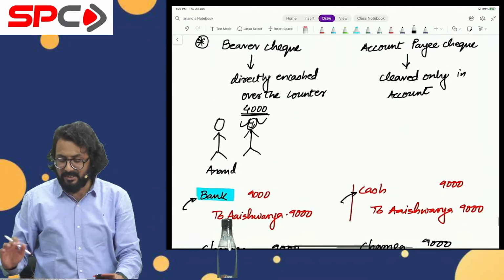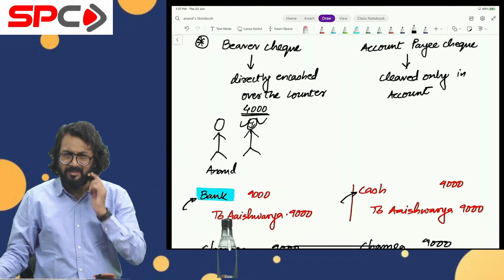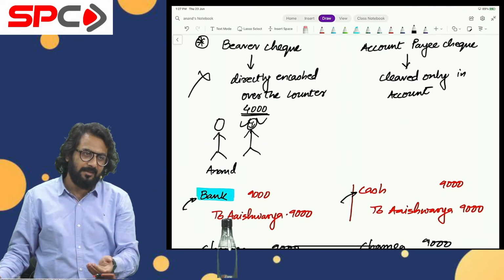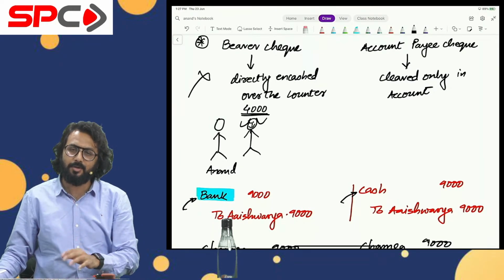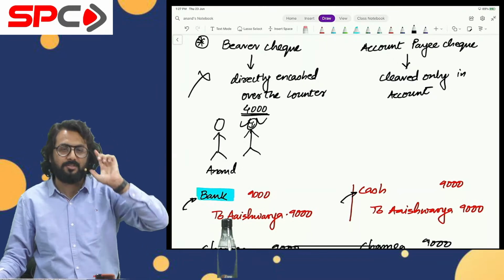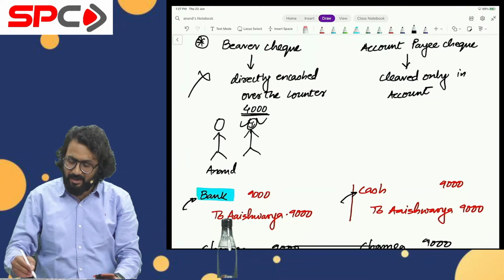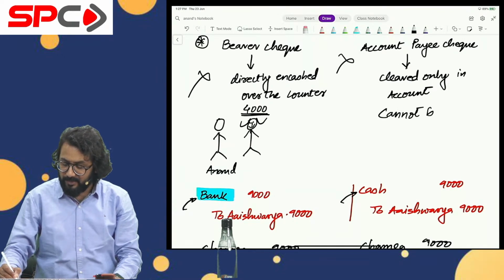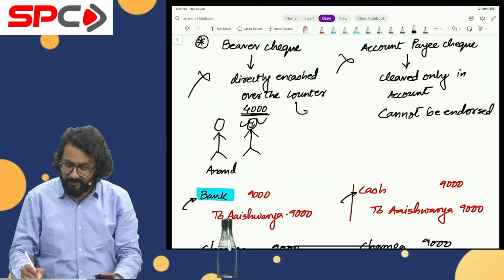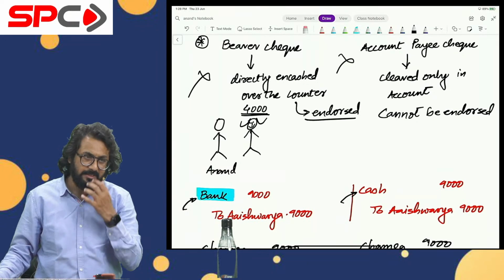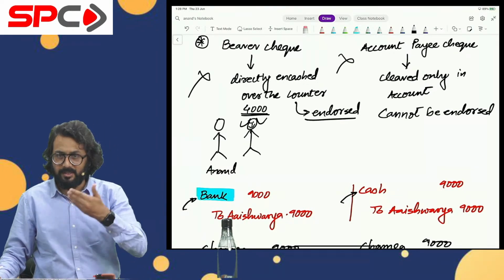So beta ji, I will explain which check can be endorsed. Bearer check can be endorsed. Account payee check can never be endorsed, because an account payee check will only get cleared in the account to which it belongs. So an account payee check cannot be endorsed. But can a bearer check be endorsed? Yes, it can be endorsed. Endorsement is when you give your check to somebody else in order to settle the account.